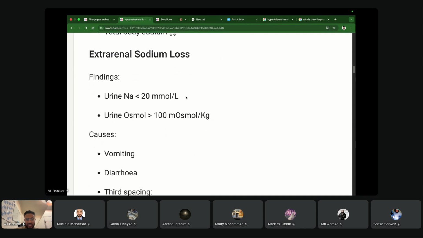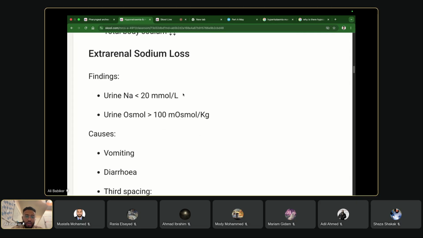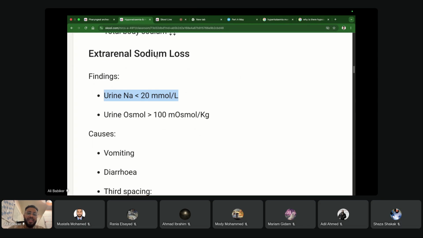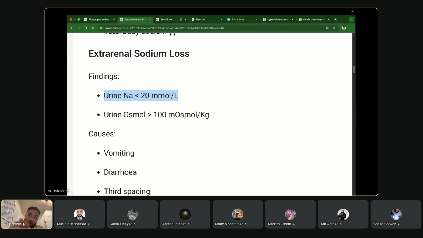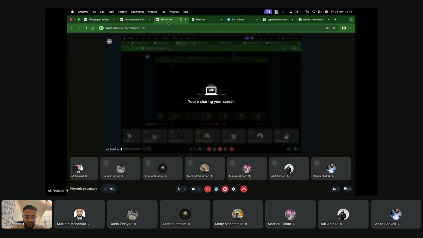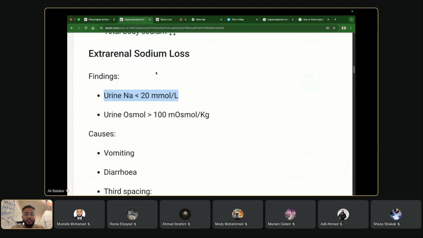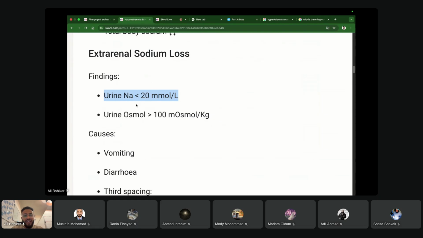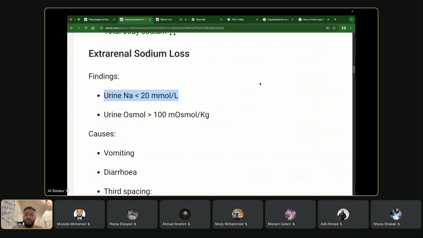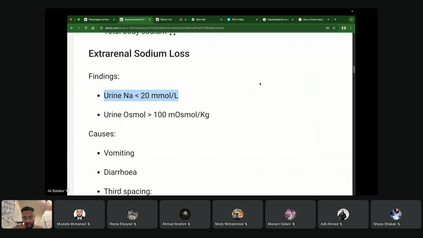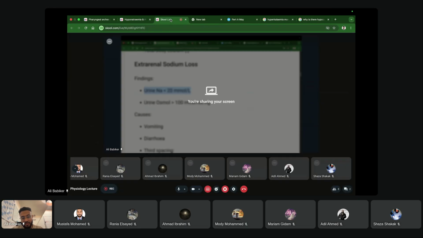Causes: extrarenal sodium loss, meaning the urine sodium is less than 10 millimole. That means the kidney didn't lose the sodium. We lost the sodium from other places, not from the kidney. Why? Because when we check the sodium in the urine, it was less than 10 millimole. If you were urinating sodium, we would see it, right? Do you understand? So the urine sodium check will tell you if we lost the sodium from the kidney or from other sources. If we find the urine sodium less than 10 millimole, that means we lost the sodium from outside the kidney, not from the kidney. All right? Do you understand? Yeah. Okay.